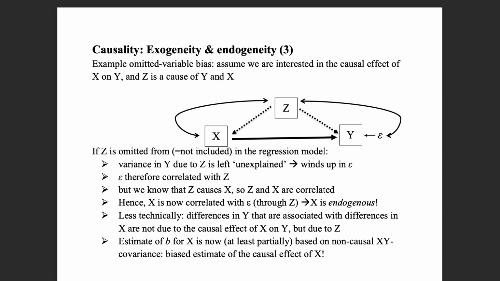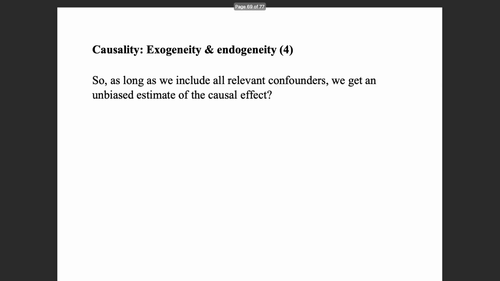Too long sometimes. But that's basically the idea of omitted variable bias as a source of endogeneity. Well, how does that work? Because we are leaving out a variable that we should be including, a potential confounding variable, we get a correlation between our error term and our x variables. So you now might think, okay, as long as I include all relevant confounders, I will get an unbiased estimate of the causal effect, right?